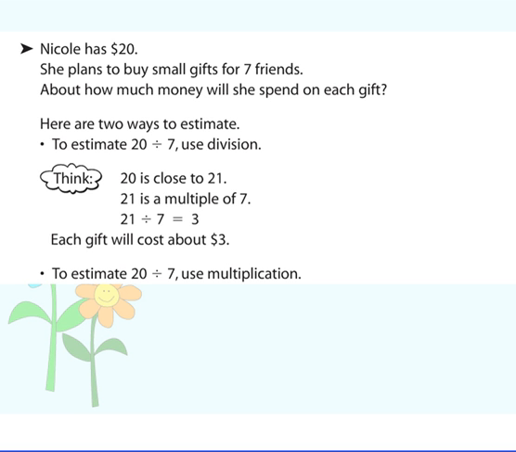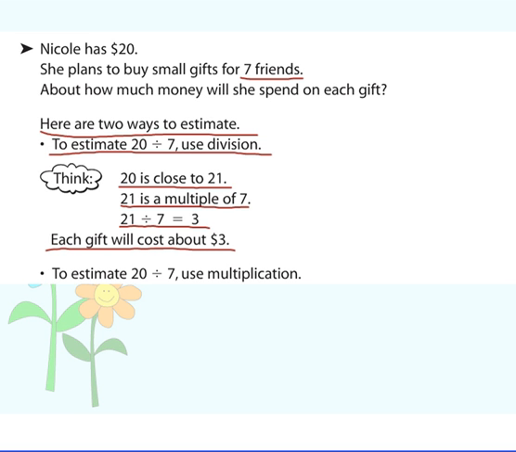Nicole has $20. She plans to buy small gifts for 7 friends. About how much money will she spend on each gift? Here are 2 ways to estimate. To estimate 20 divided by 7, we can use division. 20 is close to 21. 21 is a multiple of 7. 21 divided by 7 equals 3. So each gift will be about $3.